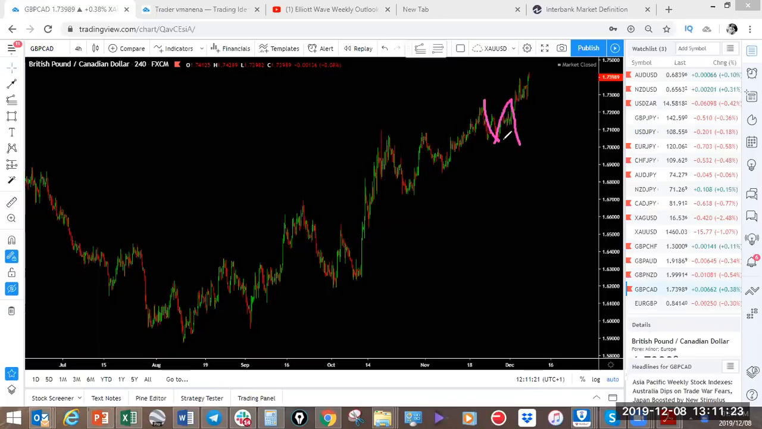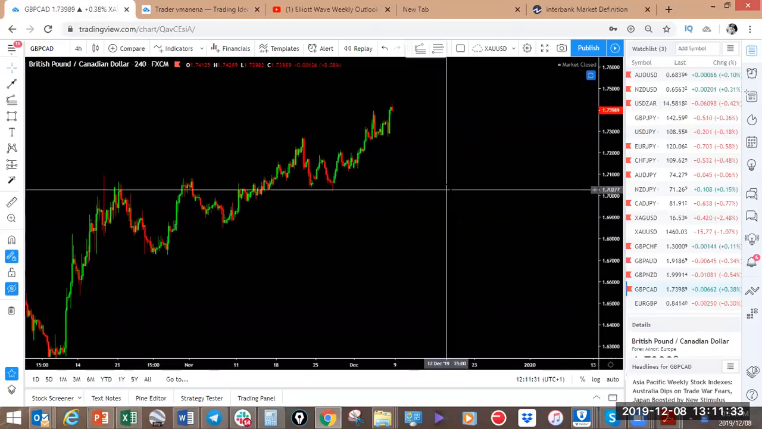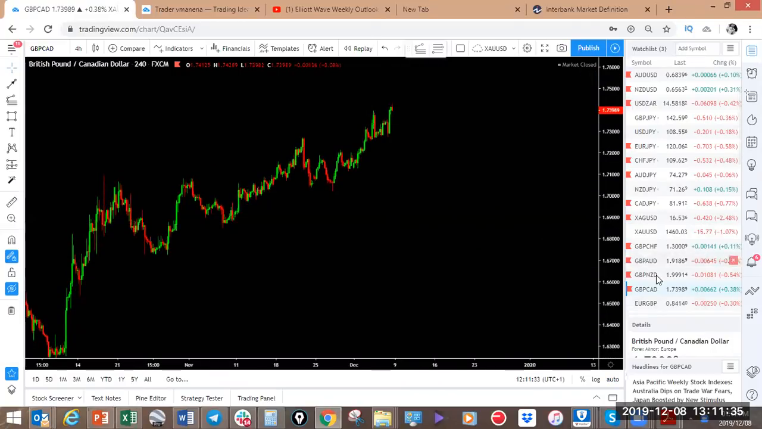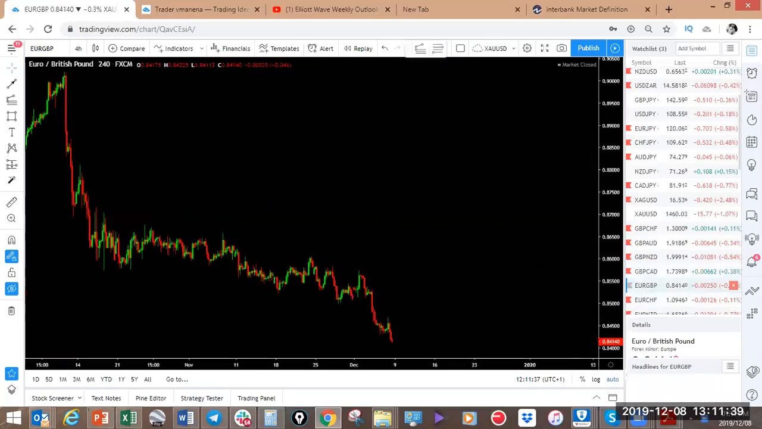If it had done this, then I would have been interested in buying pound CAD, because then it would have reset. But if it just went like that, that means there is no opportunity to ride the trend, because where do you put the stop? So we'll just leave pound CAD for now. Let it run. Let's now look at the euros.